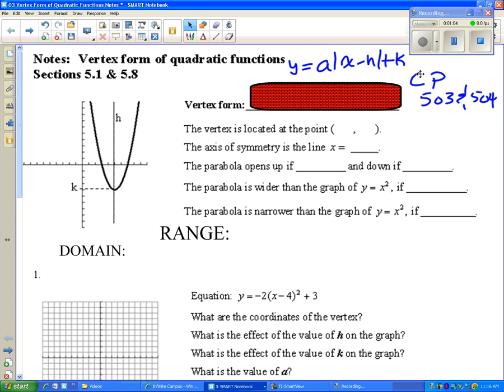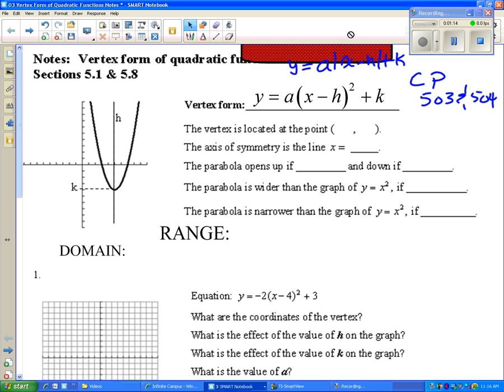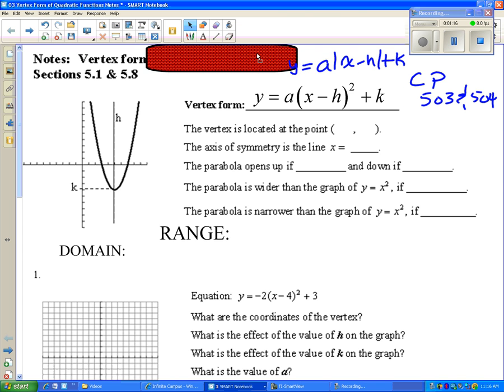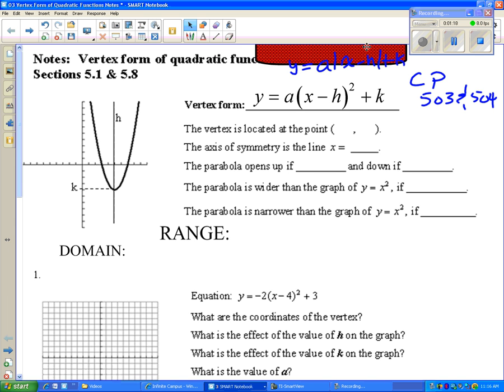All right, so just like yesterday, my form of my equation deals with my vertex, and this is my vertex form. So when I'm dealing with the vertex form, it's going to look like this: y equals a times x minus h squared plus k. It looks a lot like absolute value. That's why we started off doing absolute value.